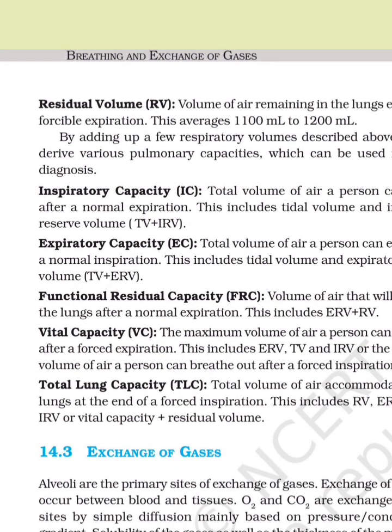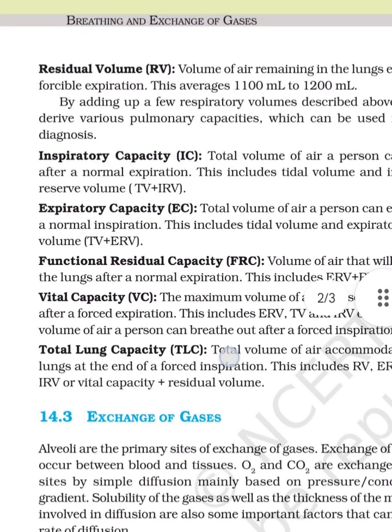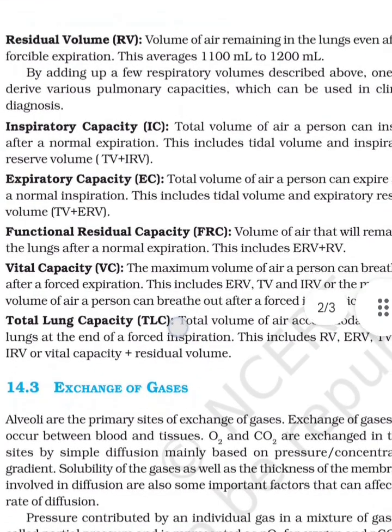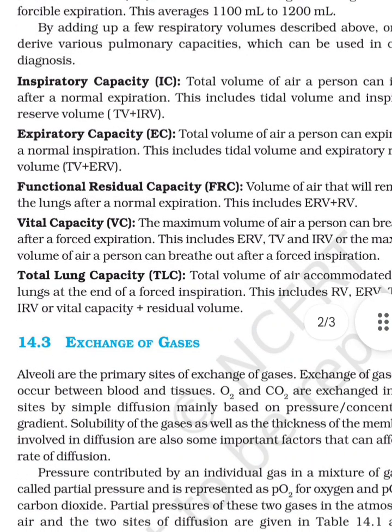Now let's look at respiratory capacities. These are made by adding two or more volumes together. Let's first start with inspiratory capacity. It is the total air we can breathe in after a normal breathe out, which will include TV plus IRV. TV for tidal volume and IRV for inspiratory reserve volume. So the IC includes TV plus IRV.